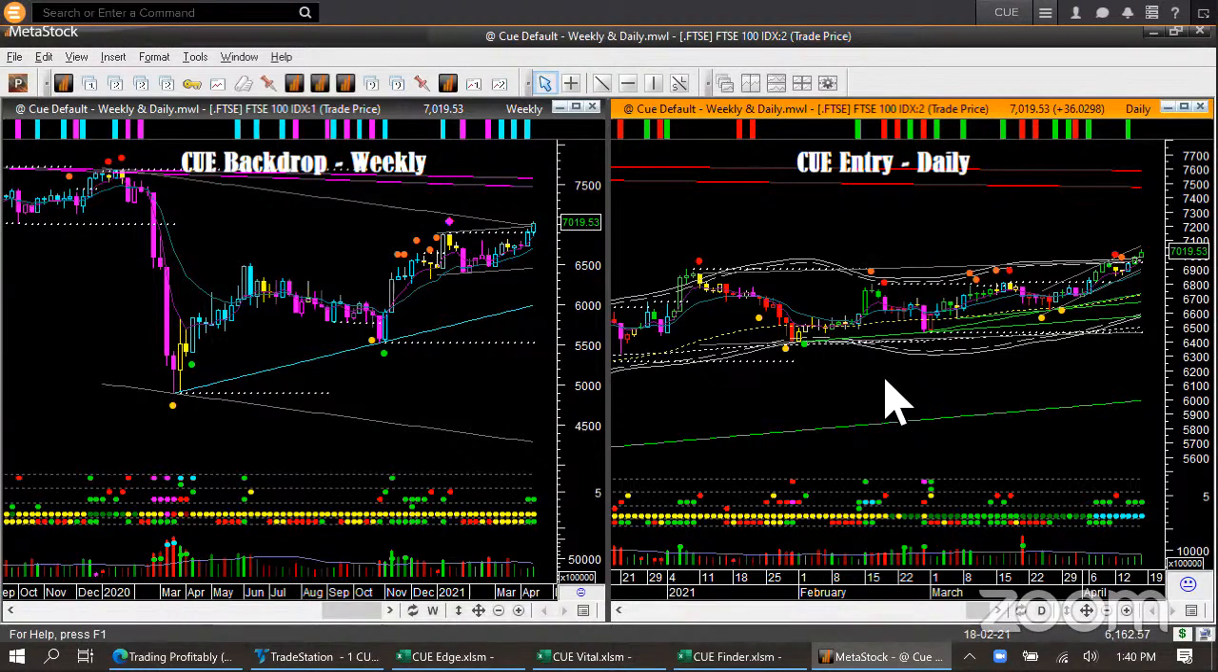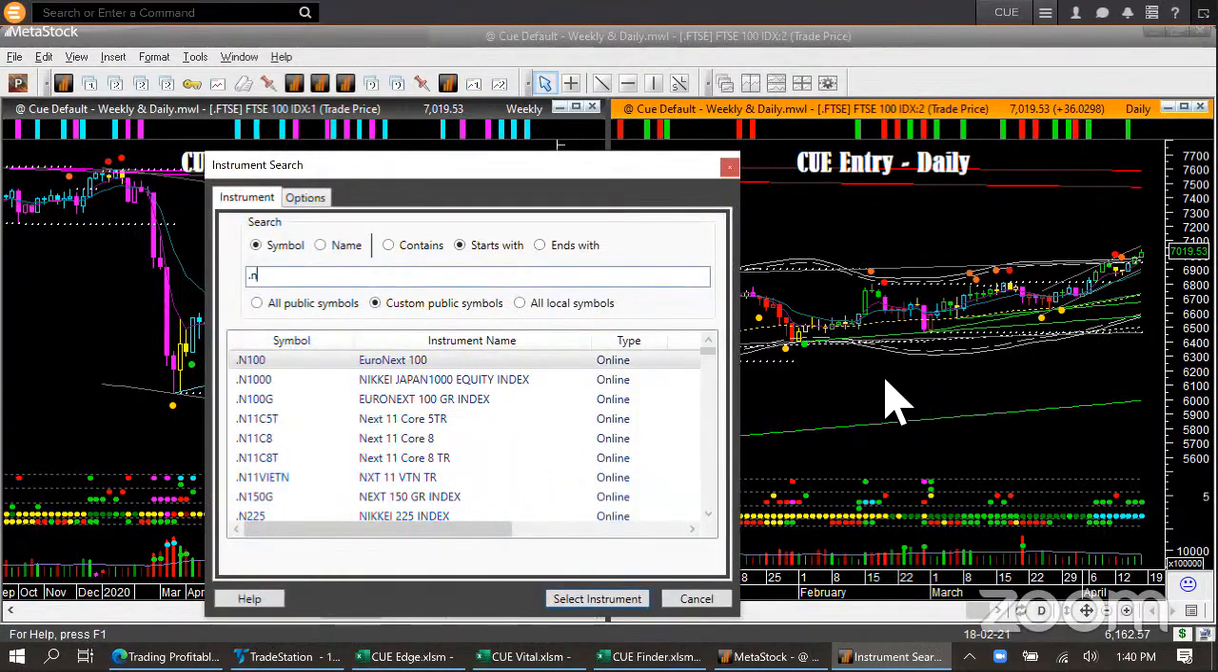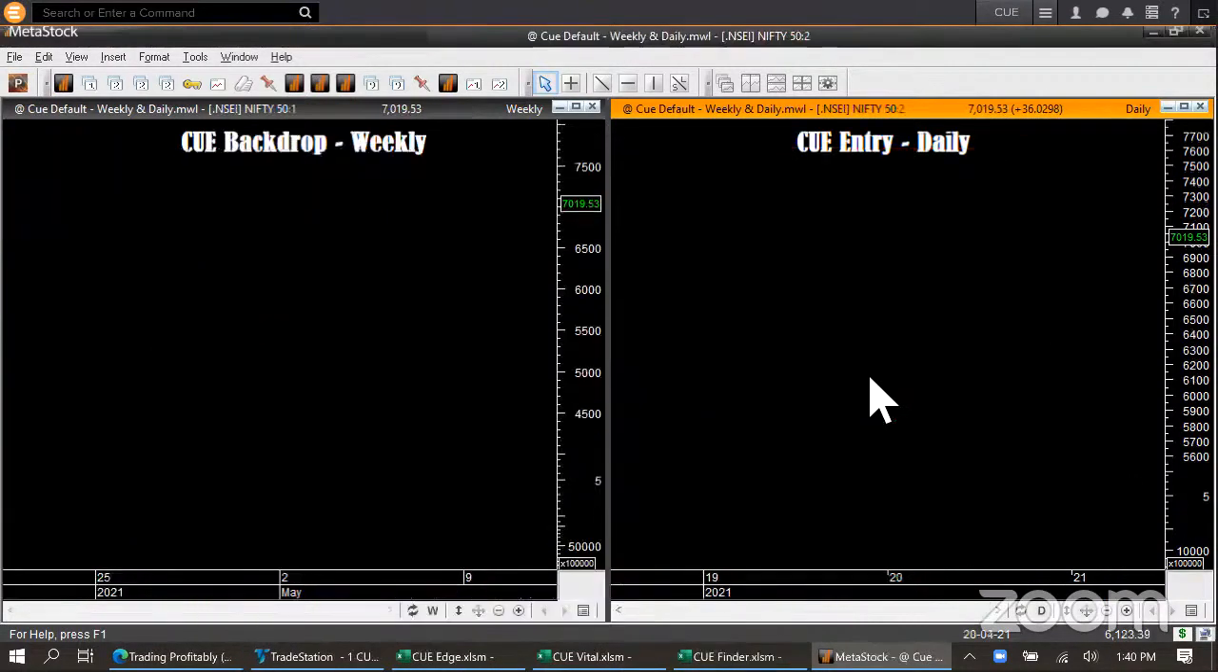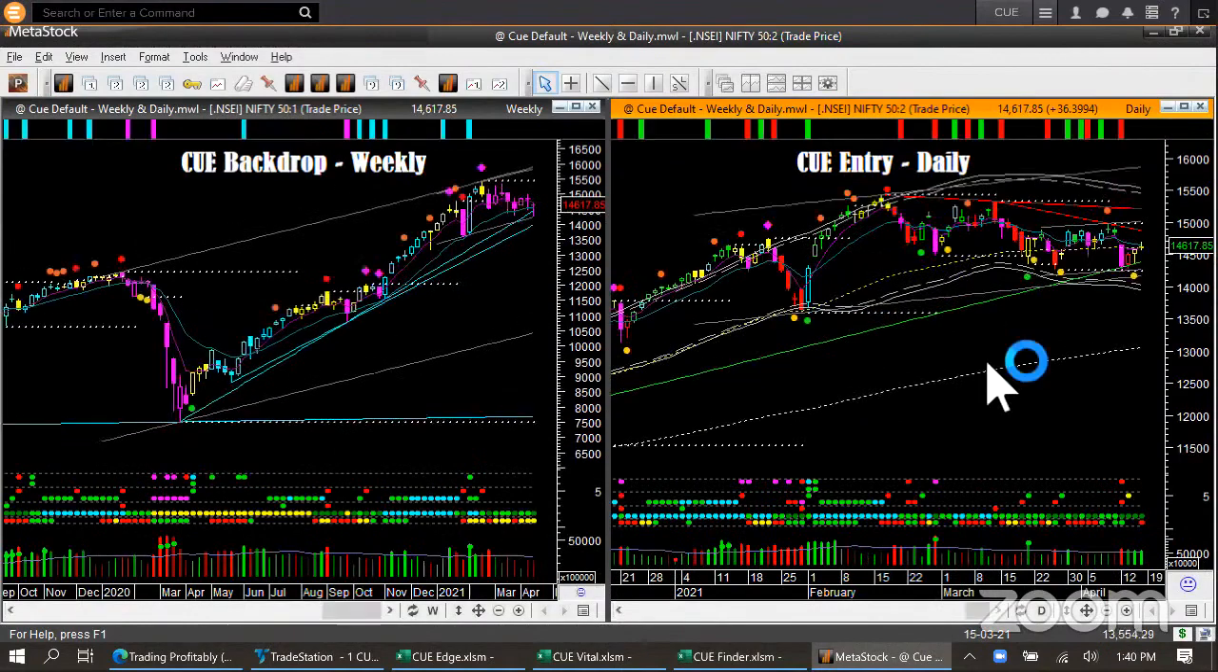Now let's look at India's Nifty 50. This is moving sideways again inside a triangle pattern in the daily chart. And here, if you look at the weekly chart, price is moving inside an extremely narrow range. Again, I will wait for price to break out in either direction and then take a trade in that direction.